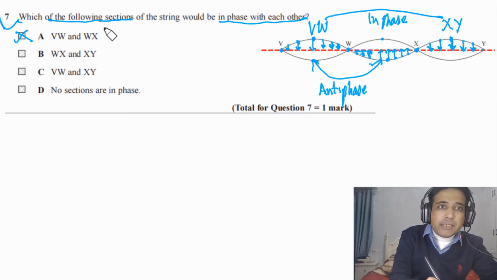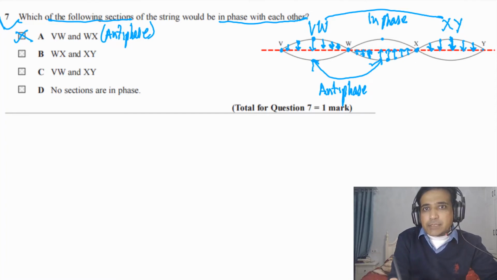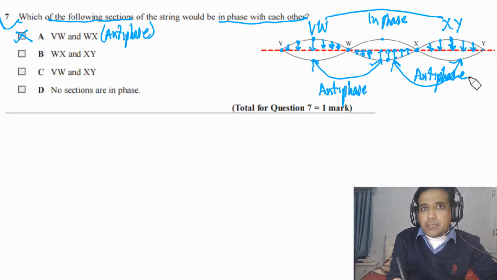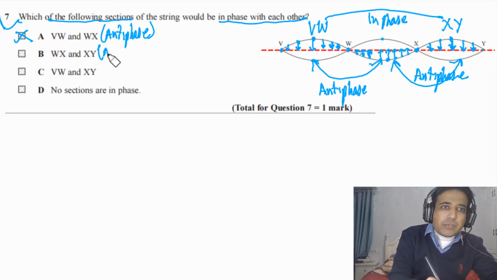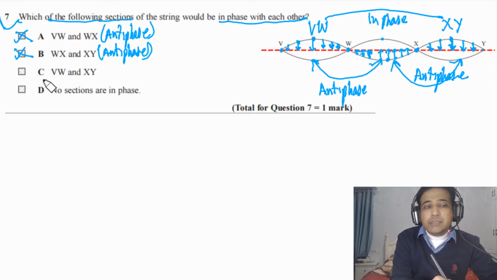VW and WX will be in antiphase. So like this you need to understand, we can say antiphase, so this is not possible. WX and XY, these two particles in these two sections, will also be in antiphase. So this is also antiphase, and this is also not a possible answer.